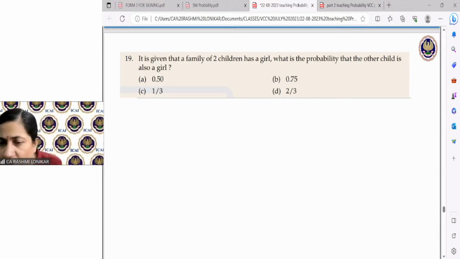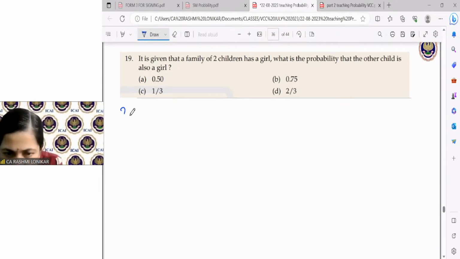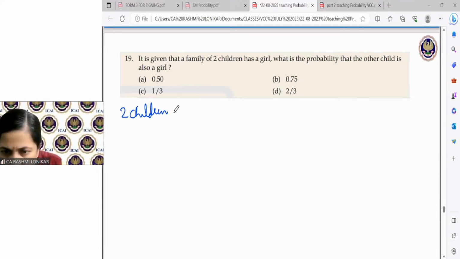It is given that a family of 2 children has a girl. What is the probability that the other child is also a girl? Now, what are the possibilities? There are 2 children in the family. What are the different possibilities? Both are boys, both are girls. First one is a boy and then a girl, or you can have a girl and a boy.